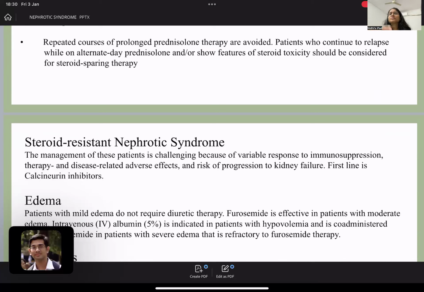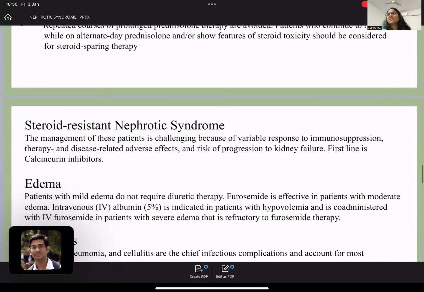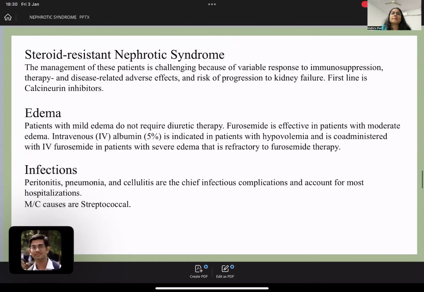Then, as I've told you, if the patient keeps on relapsing even on long-term alternate day therapy, we add steroid sparing agents. Levamisole is the first one that we try. If not levamisole, we can go for MMF or cyclophosphamide. In cases not controlled by these, we can go for tacrolimus, cyclosporin, or even rituximab.